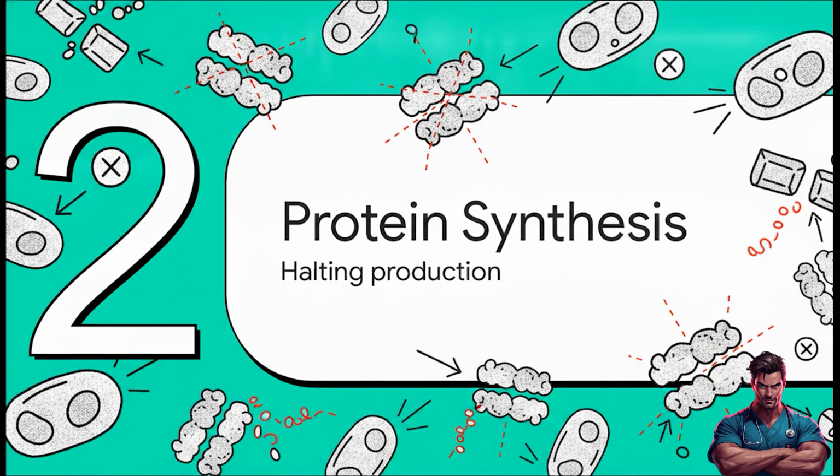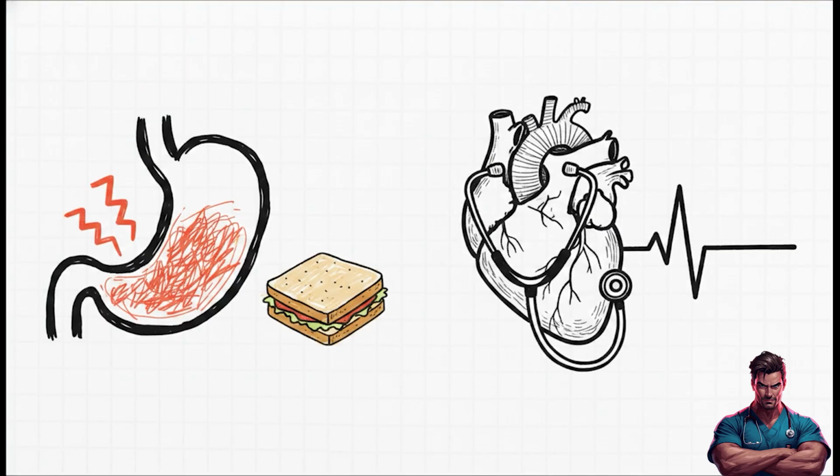Let's see how these next classes build on our framework by attacking the bacteria's ability to create proteins. First up in this group, the macrolides. Think erythromycin and azithromycin. Now, these are famous for causing severe GI upset, so you definitely want to advise patients to take them with a small snack to reduce that irritation.